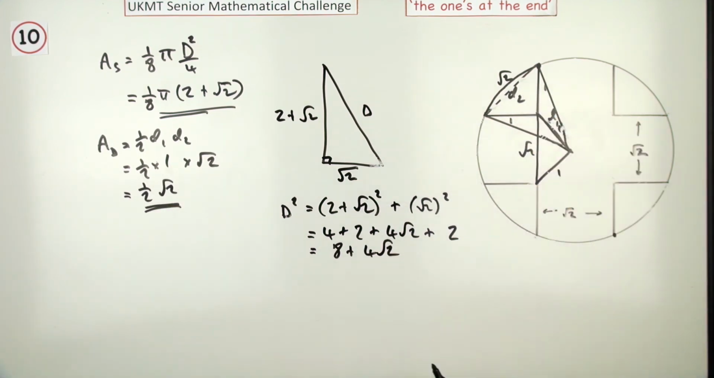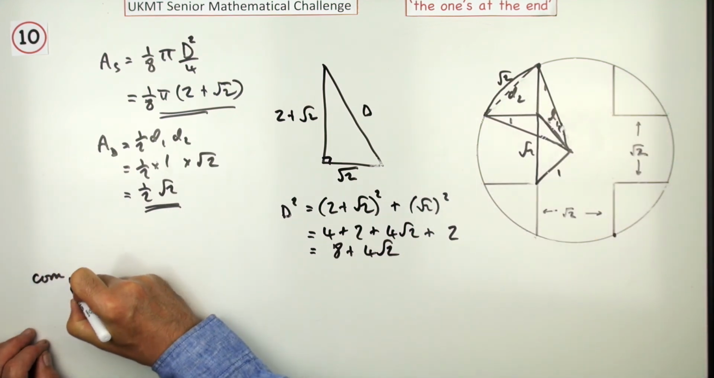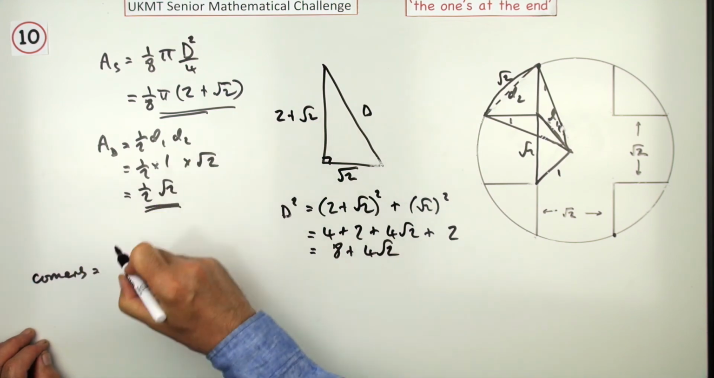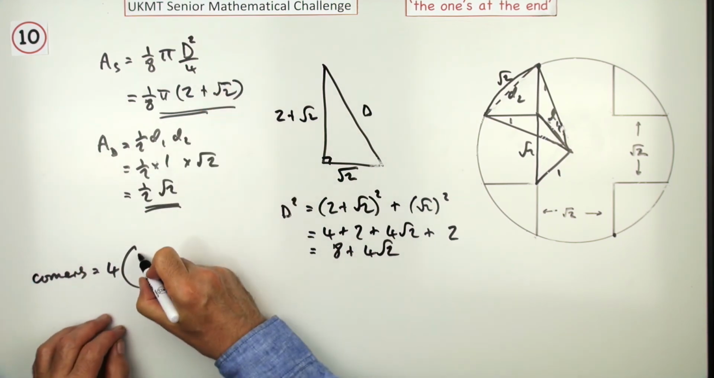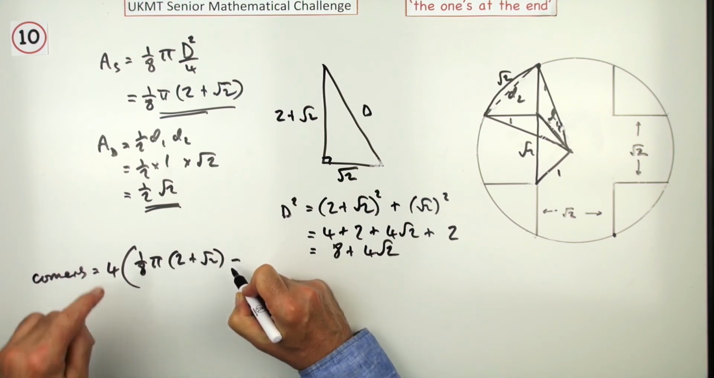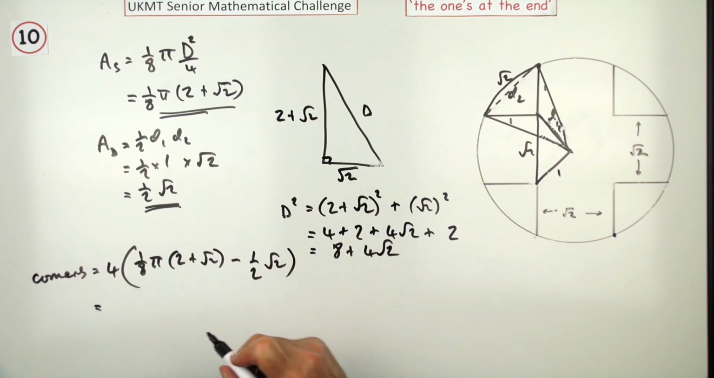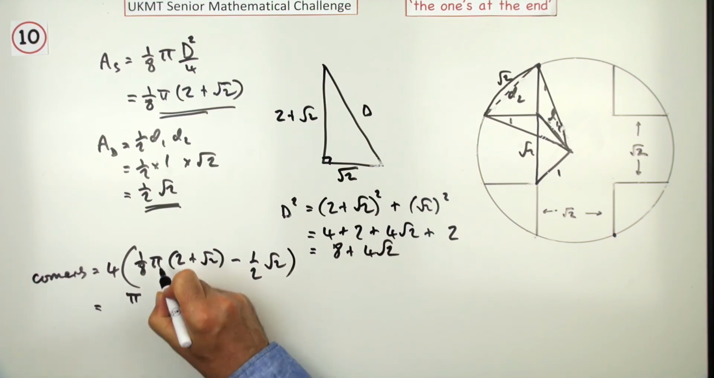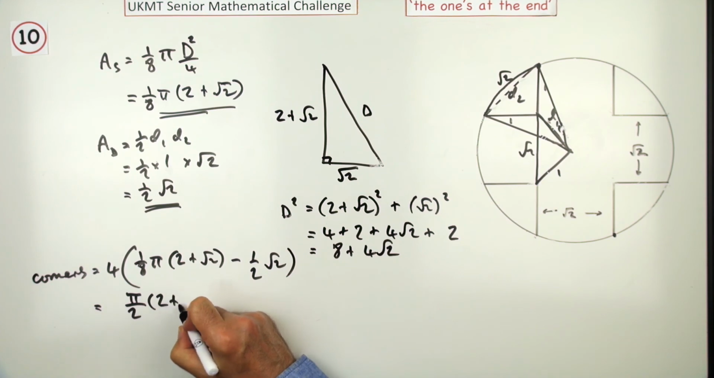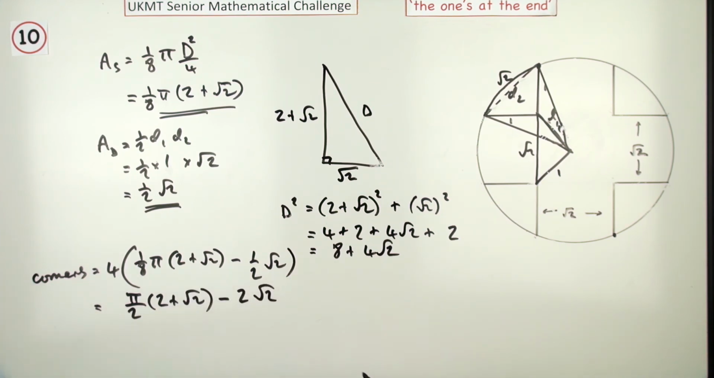So that's a half of √2 then for that part. So the area of the corner piece will be this minus that. So the area of all the corners will be 4 times this minus that. And of course 4 times that is going to be a half of π, so π/2 times (2 + √2), and 4 times that is going to be minus 2√2, and there's your answer.